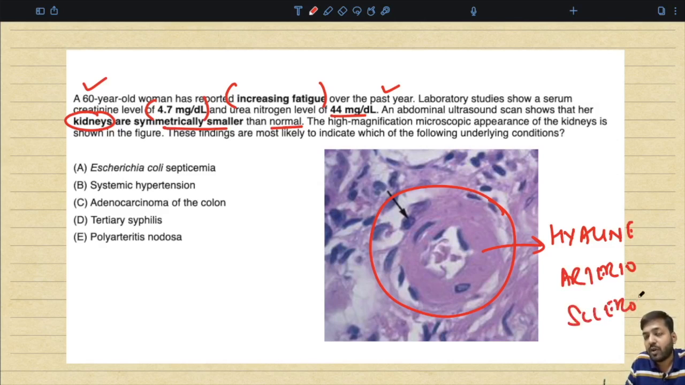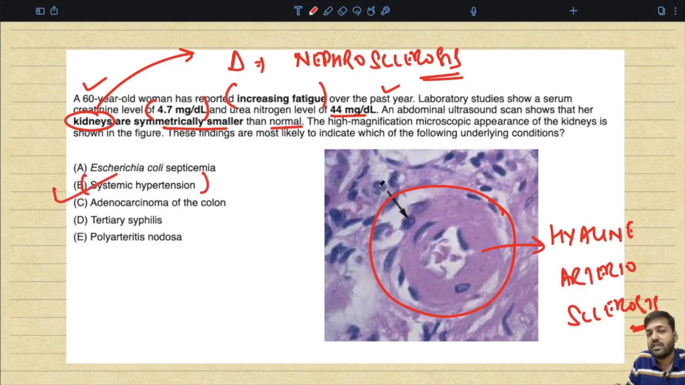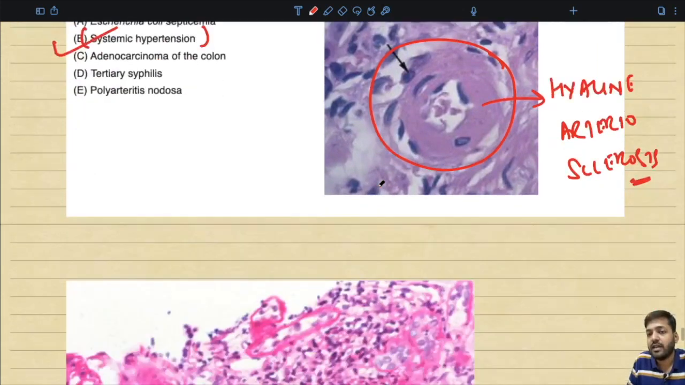Because this is present over a long period of time, the diagnosis of this condition is nephrosclerosis. Because of chronic hypertension, there is narrowing of the blood vessels supplying the kidney, leading to nephrosclerosis, and cortical scarring and glomerulosclerosis have taken place, because of which the kidneys have become smaller due to destruction of the renal cortex. So basically this is a classical case of systemic hypertension, which will be the answer. So this is one important MCQ associated with hyaline arteriosclerosis.